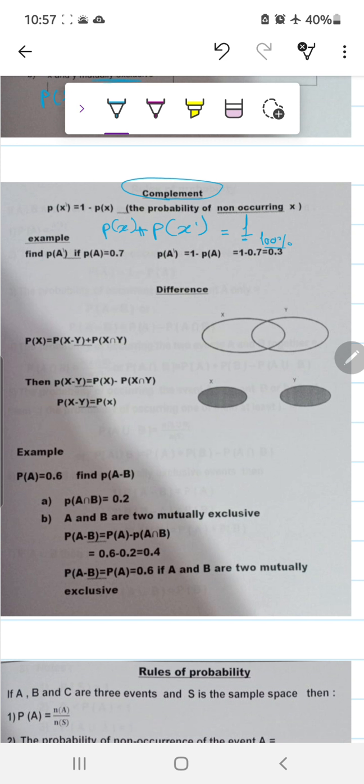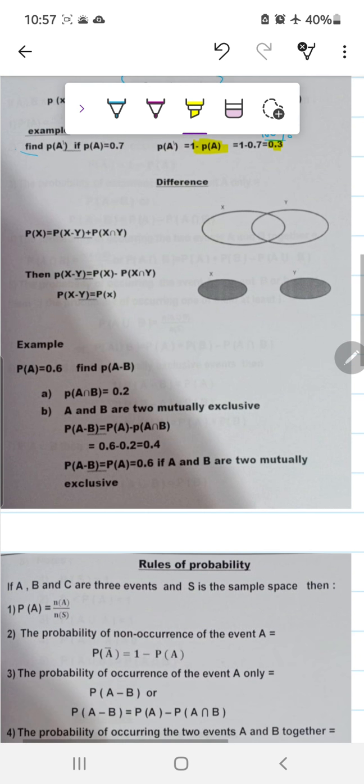Find probability of A dash if probability of A is 0.7. Directly in the rule, as we said, probability of A dash equals 1 minus probability of A. So 1 minus 0.7 will be 0.3.